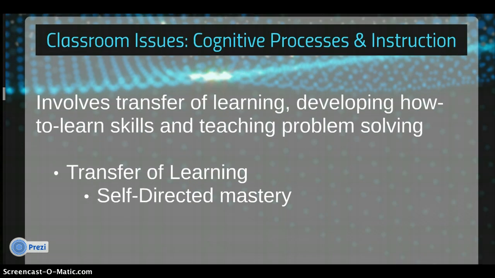The second classroom issue is cognitive processes in instruction. This involves the transfer of learning, development of how to learn skills, and teaching problem solving. Research has shown that through self-directed mastery, a more effective transfer of learning to generalized situations occurs.